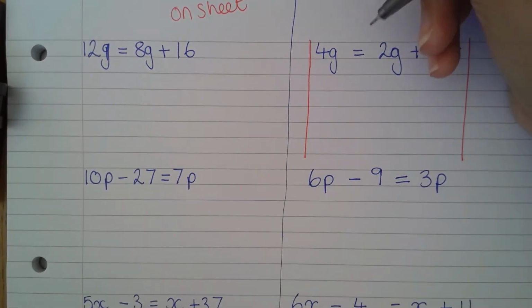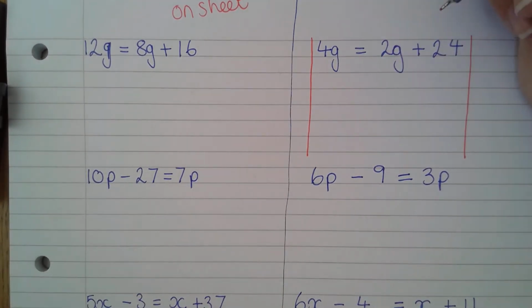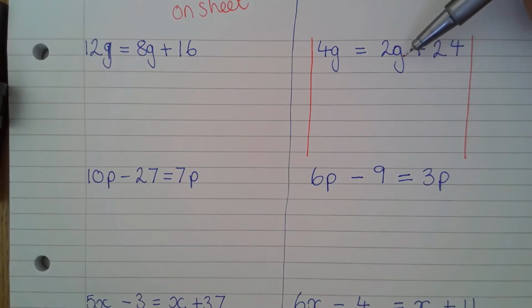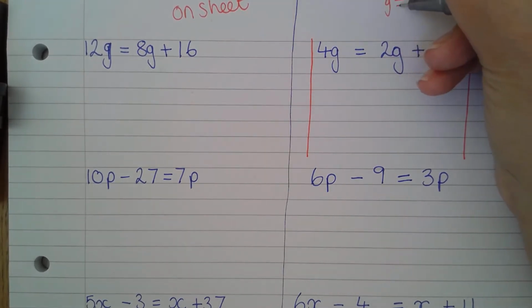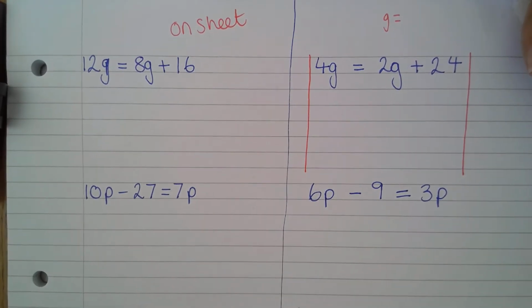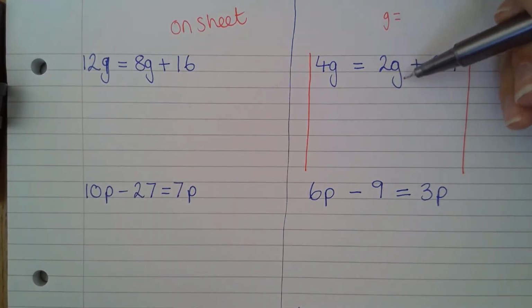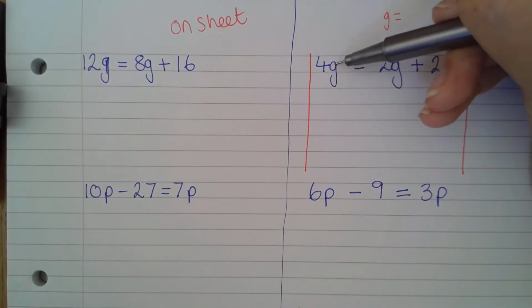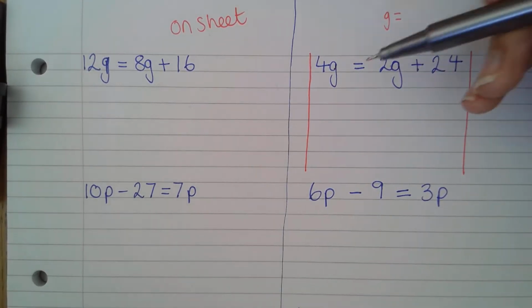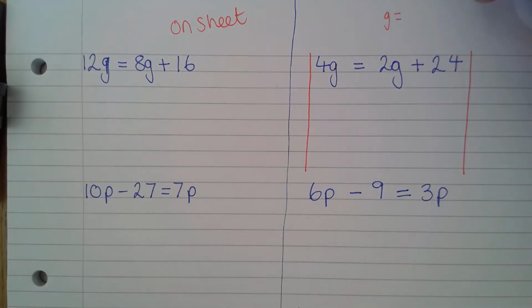We want to get G on its own, because that's our letter. So we want something that looks like G equals at the end. Currently we've got G in two places. We've got G there and we've got G there. I can see G twice, but I don't want to see G twice, I only want to see it once.